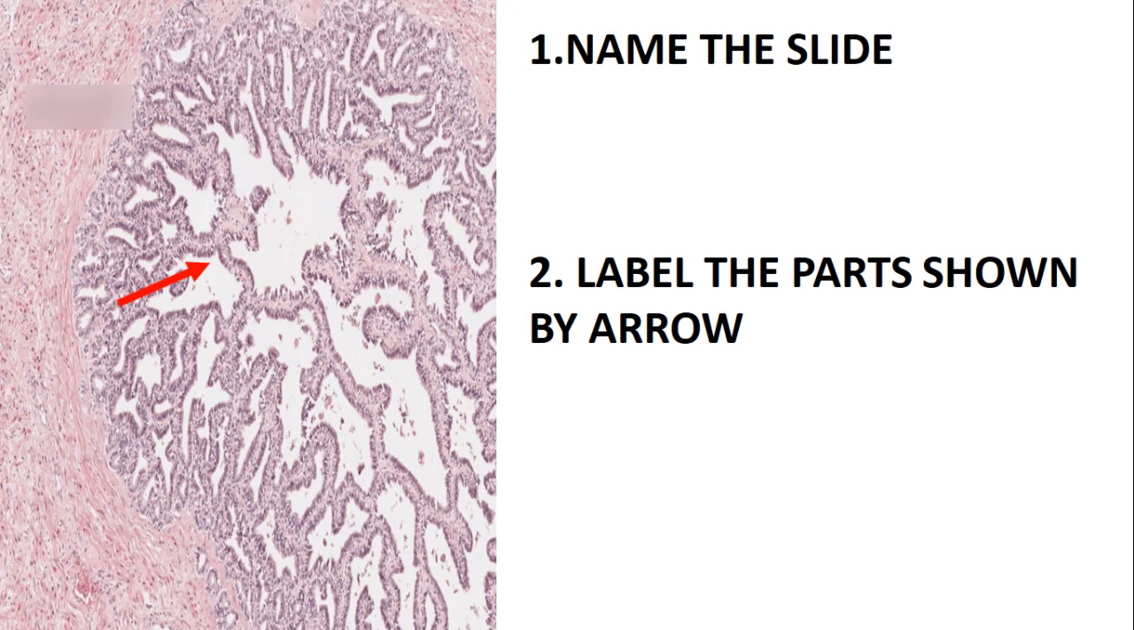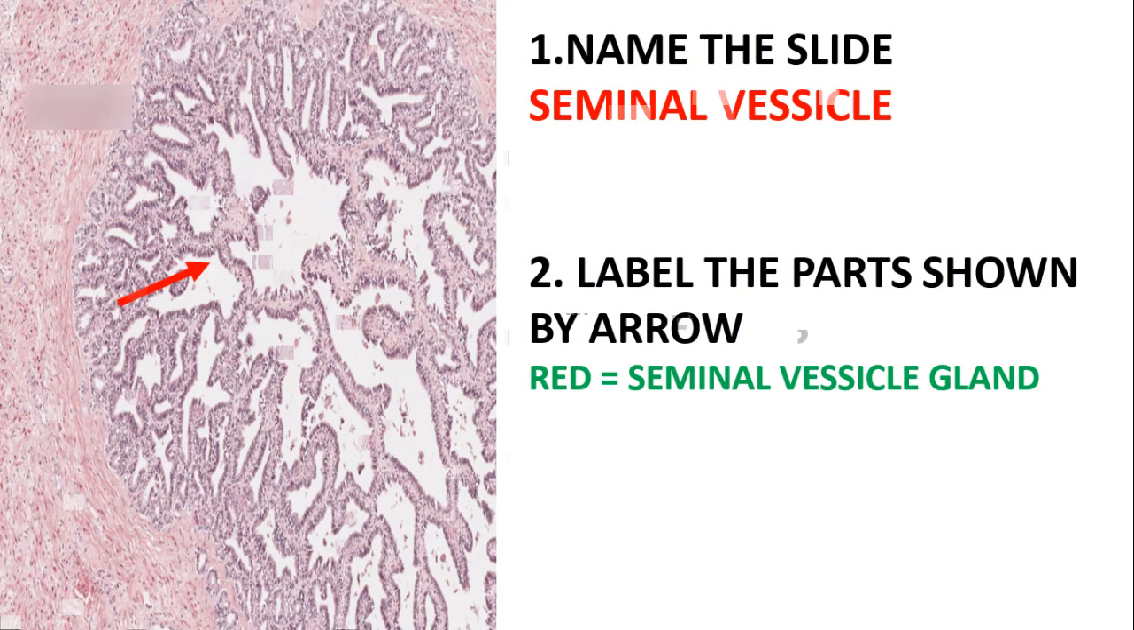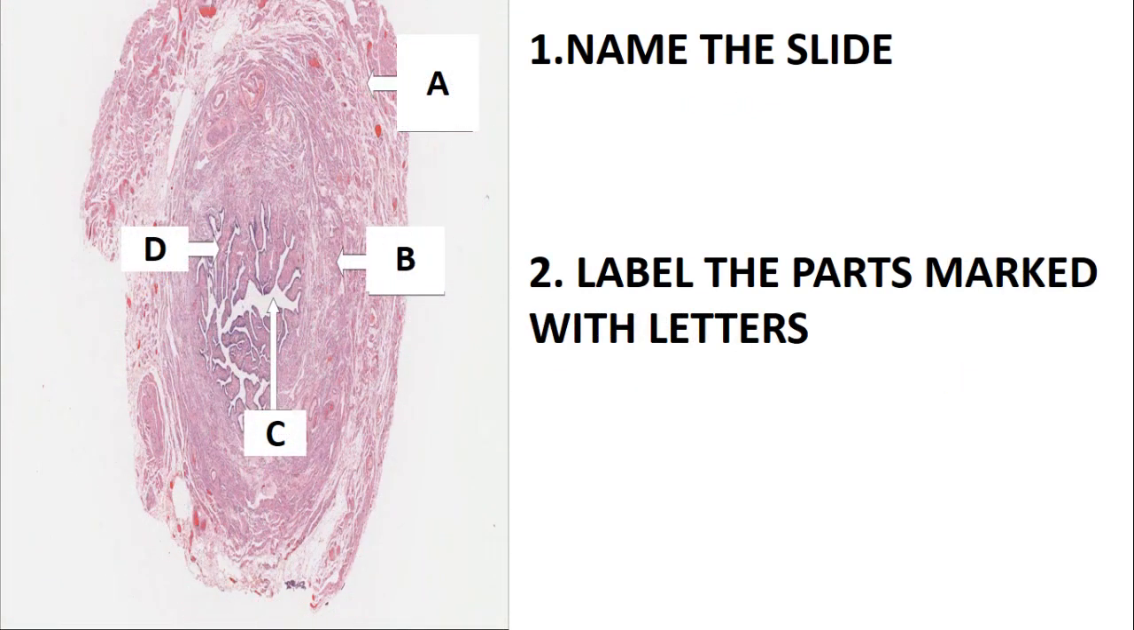So name the slide. If you look at this slide you might confuse it with the fallopian tube, but this is not the fallopian tube. Instead, this is just the seminal vesicle. Label the part shown by the arrow. So the part shown by the arrow is just the seminal vesicle gland. So let's quickly move on and look at the next slide.